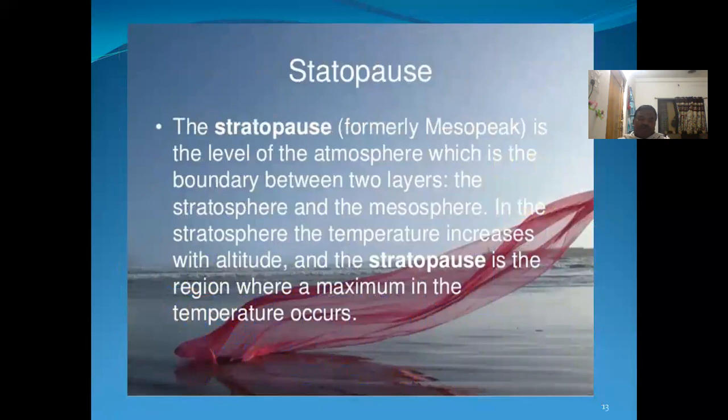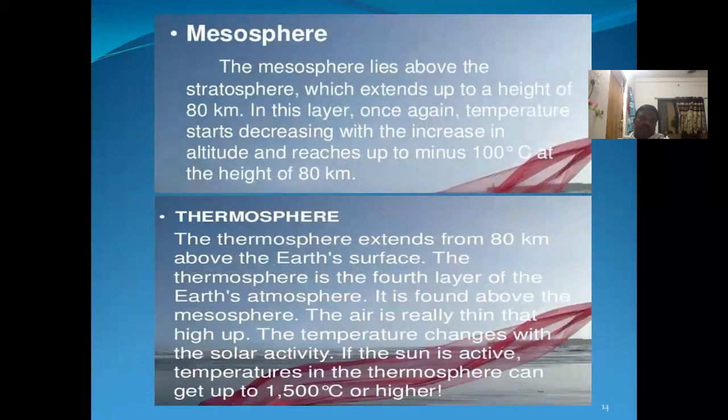Stratopause, this is the boundary between two layers, that is, the stratosphere and the mesosphere. In the stratosphere, the temperature increases with the altitude, and the stratopause is the region where a maximum in the temperature occurs. The mesosphere lies above the stratosphere and extends up to a height of 80 kilometers. In this layer, once again the temperature starts decreasing with increase in altitude and reaches minus 100 degrees centigrade at the height of 80 kilometers.